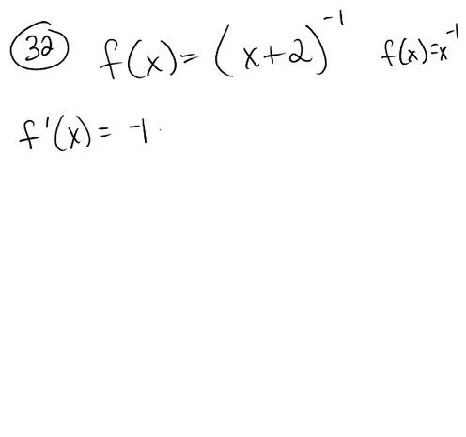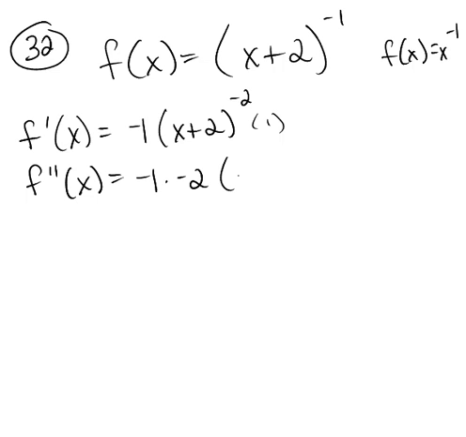We bring negative 1 down, (x plus 2) to the negative 1 minus 1, which is negative 2. For the second derivative, normally the chain rule would require you to take the derivative of the inside, but the derivative of x plus 2 is just 1, so we don't have to keep doing that. The second derivative is negative 1 times negative 2, and (x plus 2) to the negative 3. So that's positive 2, (x plus 2) to the negative 3.